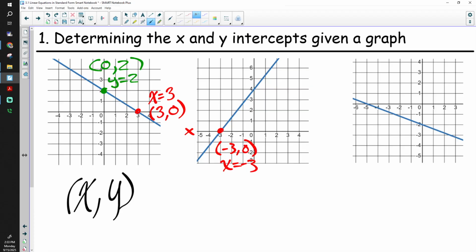The y-intercept is on the y-axis, the up and down. Here it is, right there. That's where it crosses. To get there, you don't go left or right, so you put a 0. You just go up 4. The point is 0, 4. Or you can write y equals 4.